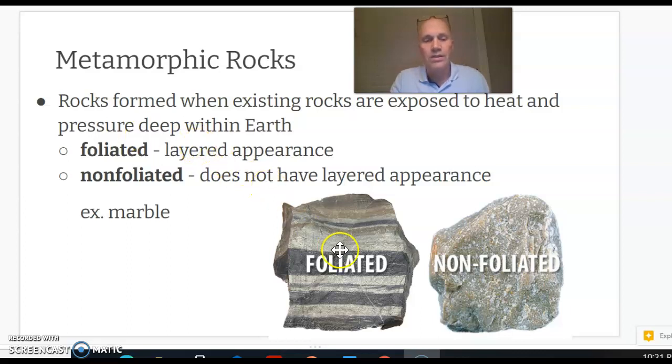All right, so there are two major categories. One is foliated, and that's when you can see the different layers in the rocks. But there's also non-foliated. A very common example of a metamorphic rock is marble.